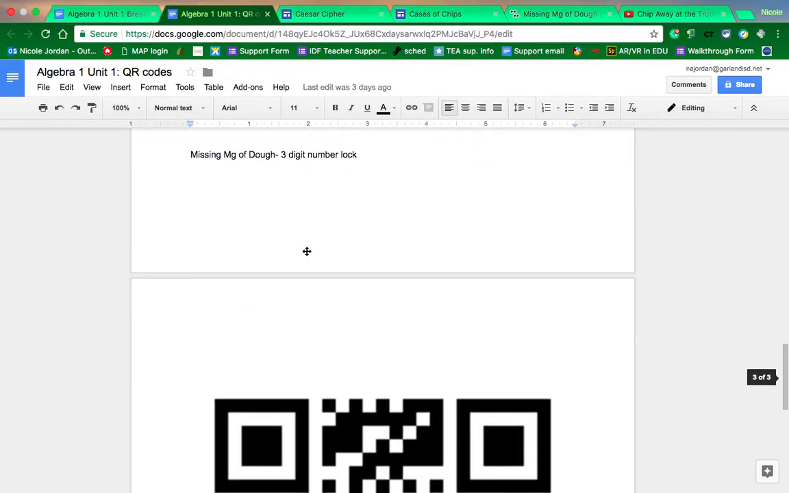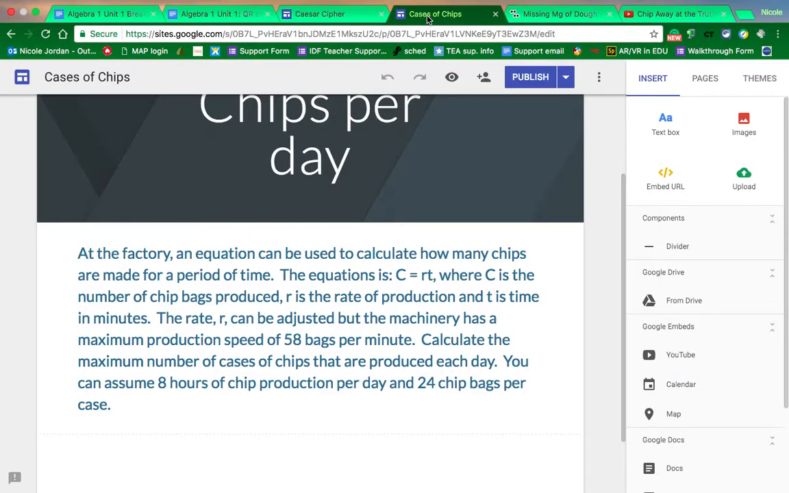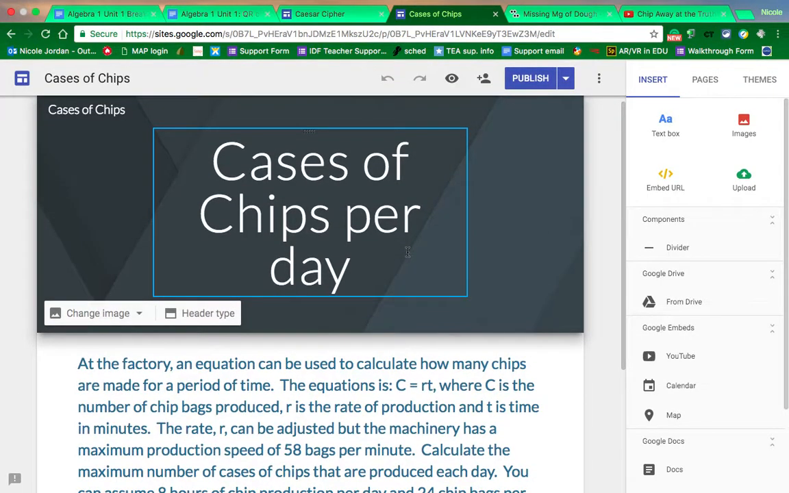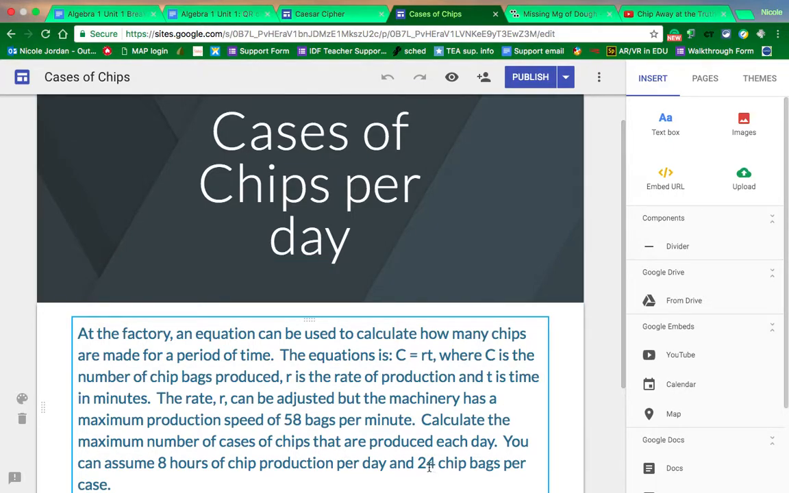Then the last QR puzzle is going to take them to a word problem called Cases of Chips Per Day. It's a rate problem where they have to calculate how many chip bags per day are made, and then divide it by 24 chip bags per case, and they should get 1,160 cases of chips produced per day, which is the 4-digit number lock. And that should be the last lock on the big box, and then they break out.